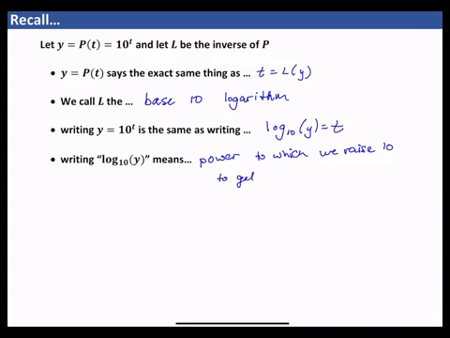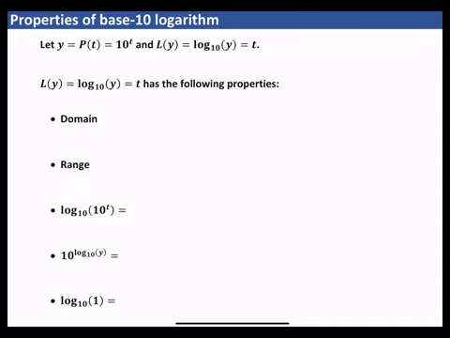Previously, we also used our knowledge about the properties of y equal p of t equal 10 to the t and the properties of inverse functions to identify the properties of the base 10 logarithm. Pause the video again and recall the properties of the base 10 logarithm. Okay, so in our previous work we saw that the function L of y equals log base 10 of y equals t has the following properties. The domain is all real positive numbers. The range is all real numbers.